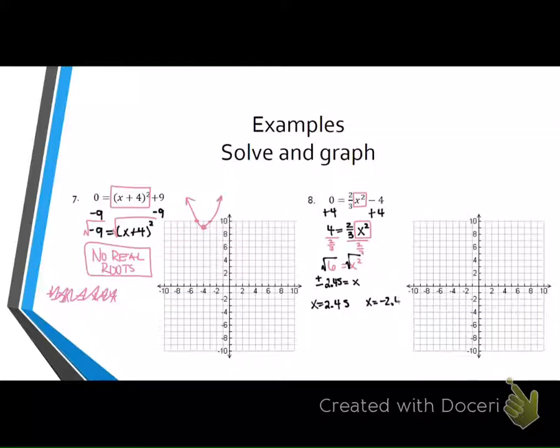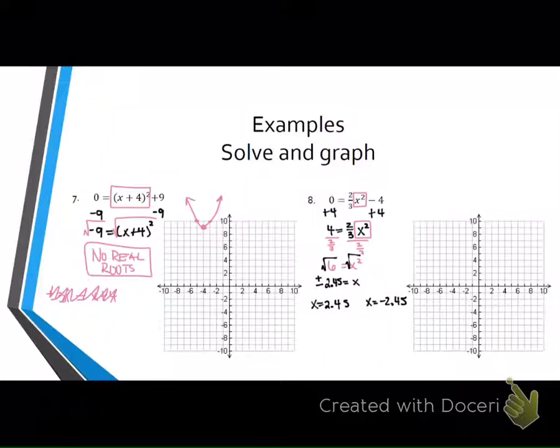I'm just going through this one fast because we've done 8 examples now. So you'll notice that this is 0, negative 4. And this one will eventually hit the x-axis. I've got to think about this 1 second. 4 times 2 is 8 divided by 3 is 2.